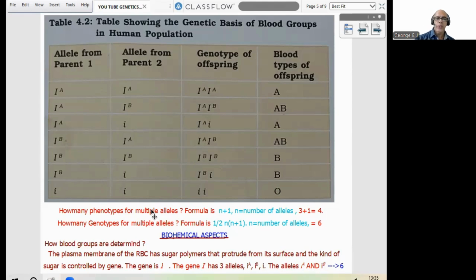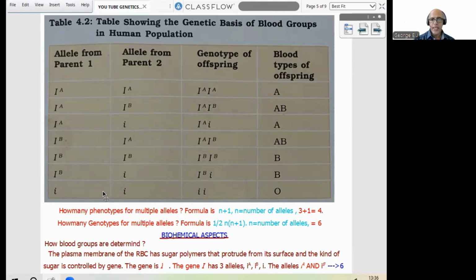Now, what is the biochemical aspect of blood grouping? Different ways we can explain. First, we can start with the NCERT. It is the pure biochemical aspect, all reactions. What NCERT says: the plasma membrane of RBC has a sugar polymer protruding from its surface, and the kind of sugar is controlled by gene I, capital I. This capital I gene has 3 alleles: IA, IB, and small i.